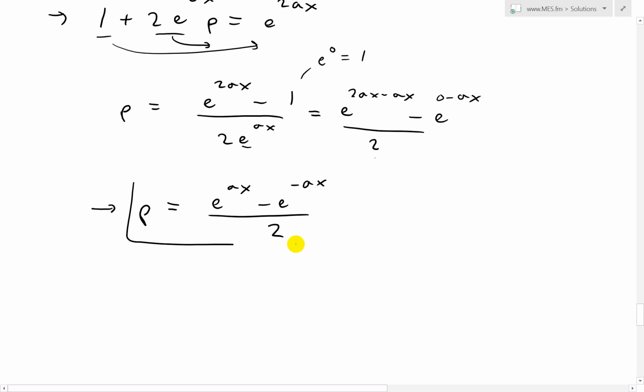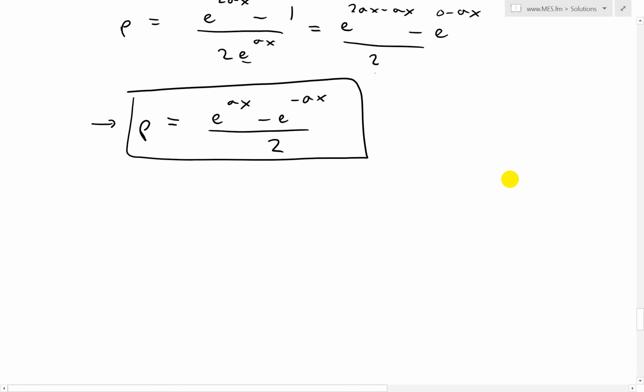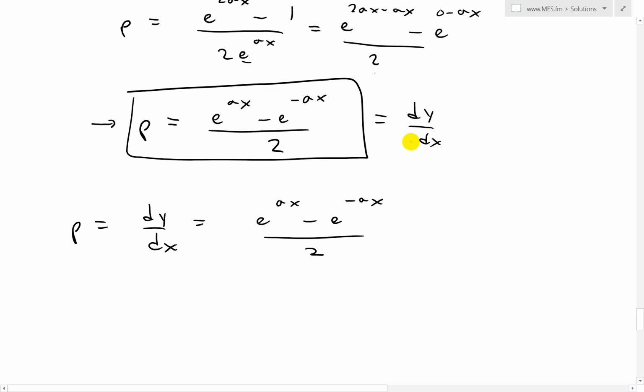Now this is what p equals, but we know that p equals the derivative dy over dx, equals, right here, e^(ax) minus e^(-ax), like that, over 2. Actually, instead I'm going to write this equal to dy over dx. So what I'm going to do is move the dx to that side. So what we end up having is dx, like that, and then equals dy. Just so we can take the integral, so we integrate this all out.